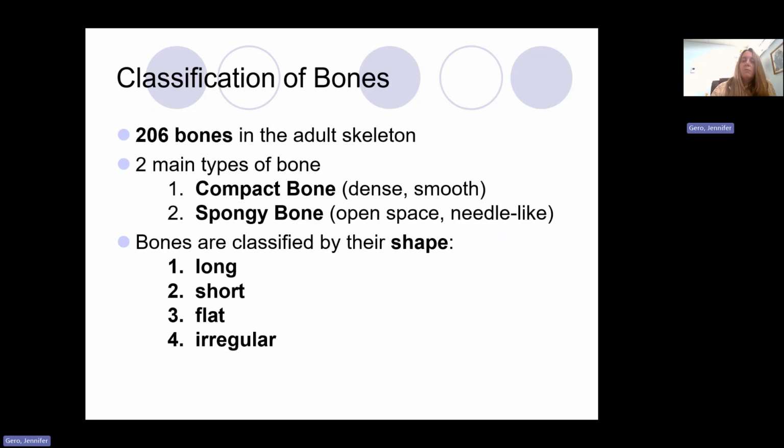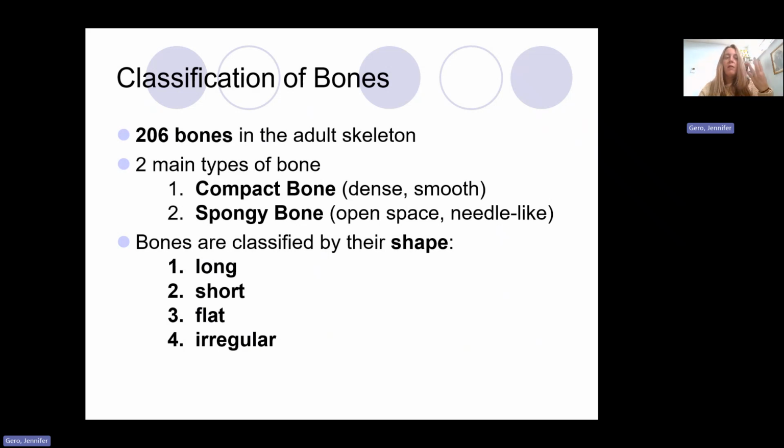So we have 2 main types of bone. We have compact bone and we have spongy bone. They're both hard. Compact bone is just going to be organized in a compact manner. And then spongy bone is going to be more in kind of a lattice or like a chain link fence type organization. We call the structural organization of compact bone osteons, and we call the organization of spongy bone trabeculae.